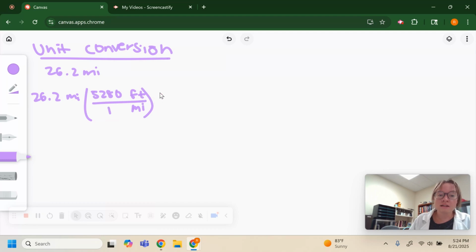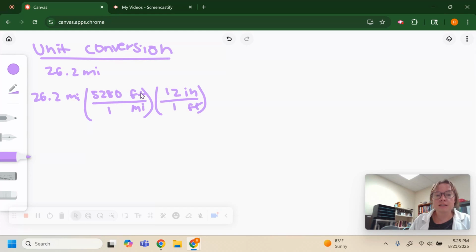Now, feet is not yet micrometers, so I'm going to need another fraction. This time, I'm going to go from feet to inches. My feet will cancel out. That will look very beautiful. And so the next question that I ask myself is how many little inches are in one big foot? And I say one big foot has 12 little inches.